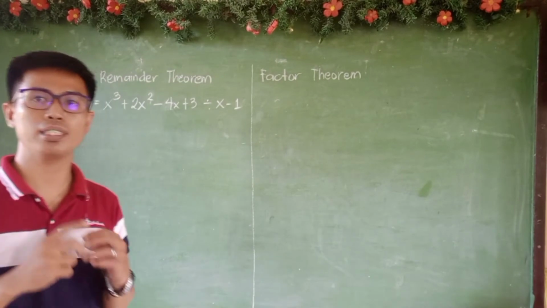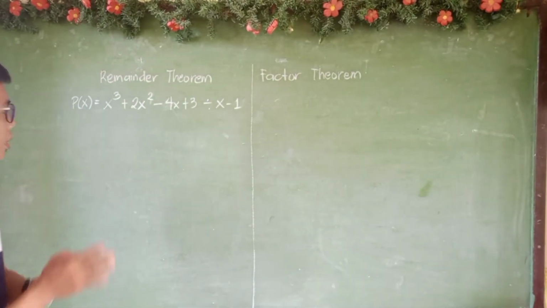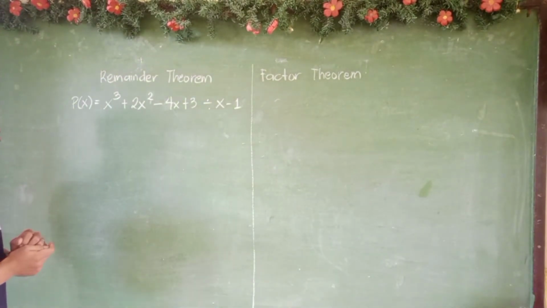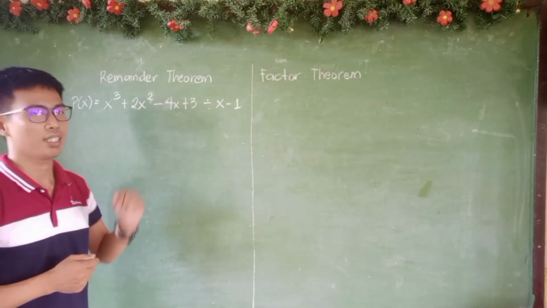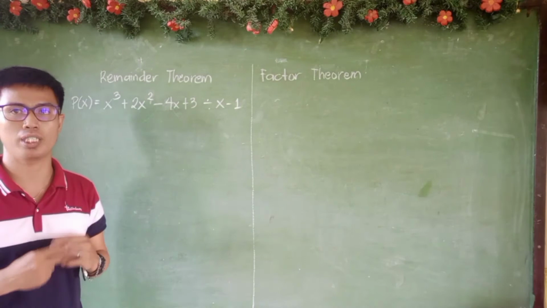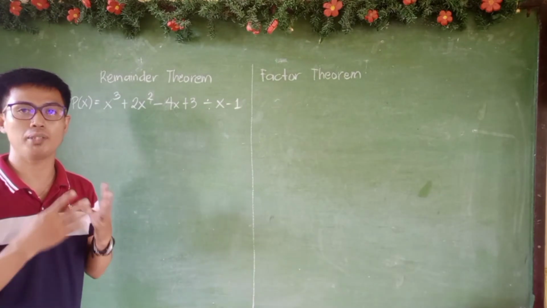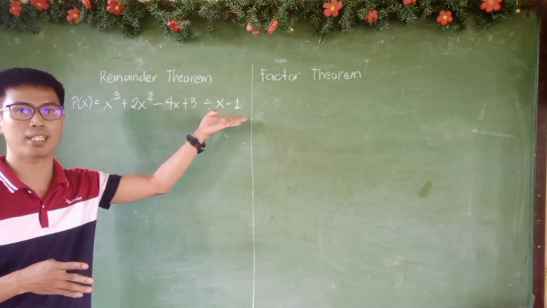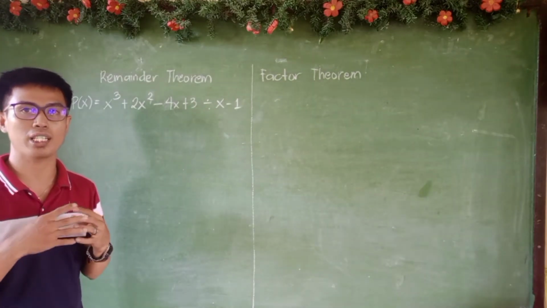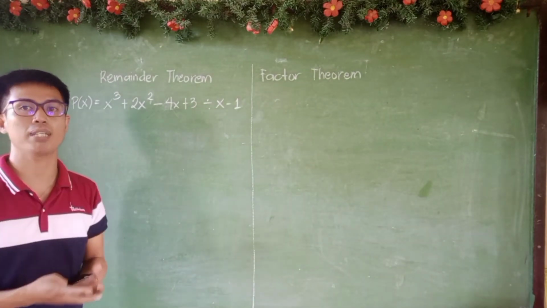Okay, so for our second example, let's say we have the polynomial function x cubed plus 2x squared minus 4x plus 3 divided by x minus 1. Here, we are asked to determine the remainder of the given function when it is divided by x minus 1. So using the remainder theorem, madali nating malalaman kung ano yung remainder.